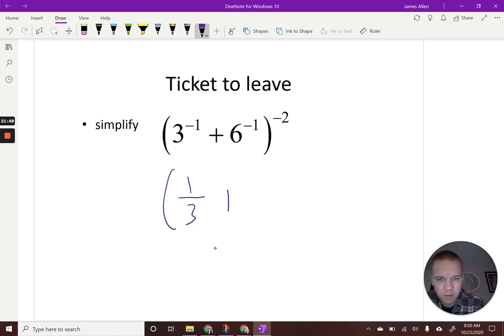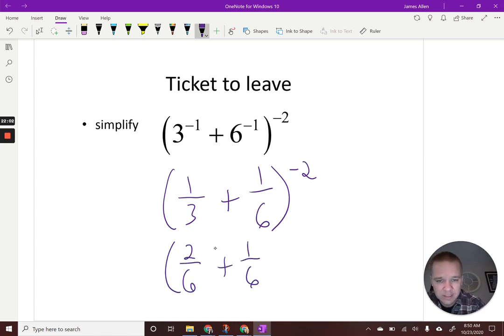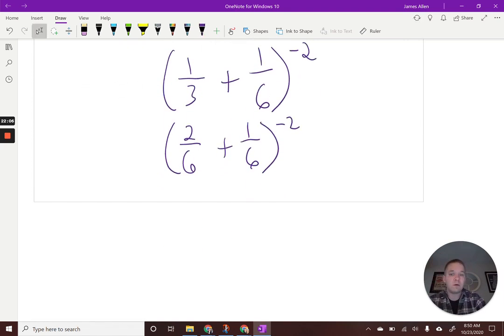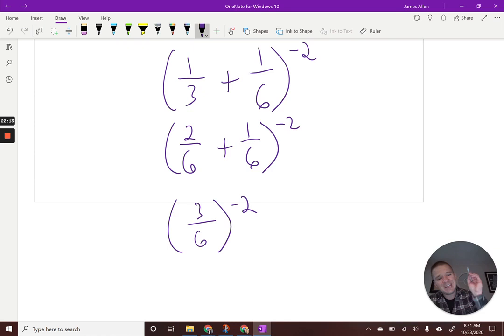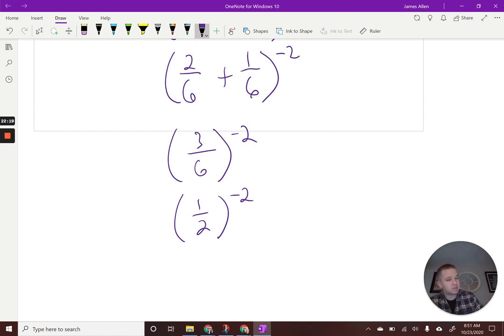Perhaps I'm going to start on the inside by writing it like this: 1 divided by 3 plus 1 divided by 6, all raised to the negative second. Perhaps I could get one fraction inside there by getting a common denominator. What is that going to be? Well, I'd have 2 divided by 6 plus 1 divided by 6, all raised to the negative second. And now I've got 3 divided by 6 raised to the negative second. What's 3 divided by 6? That's 1/2. Oh, man, I love these simplifications. I love when things work out like this. It doesn't always, but sometimes it does.